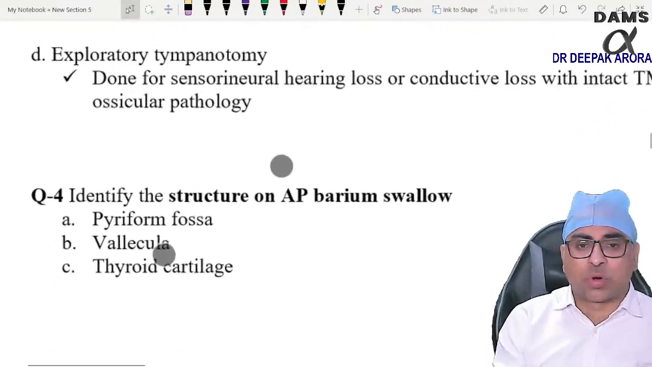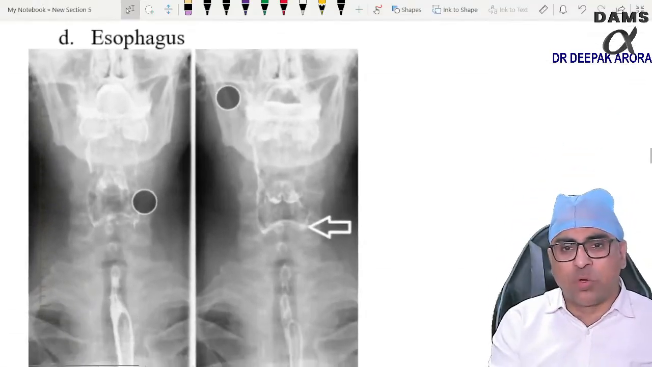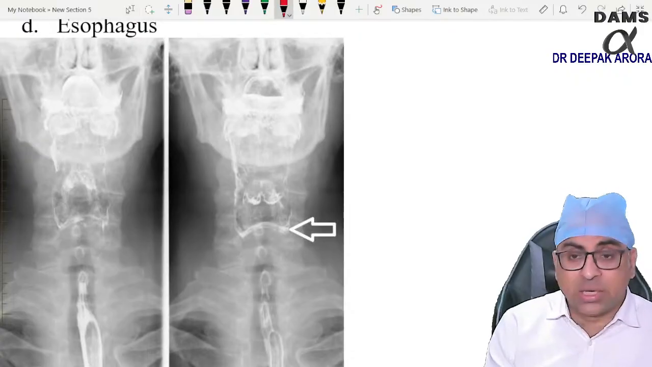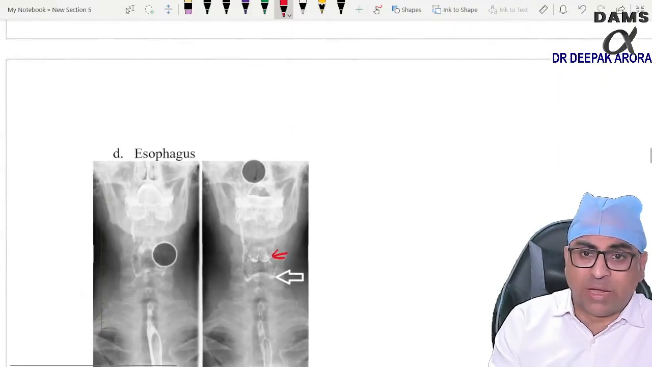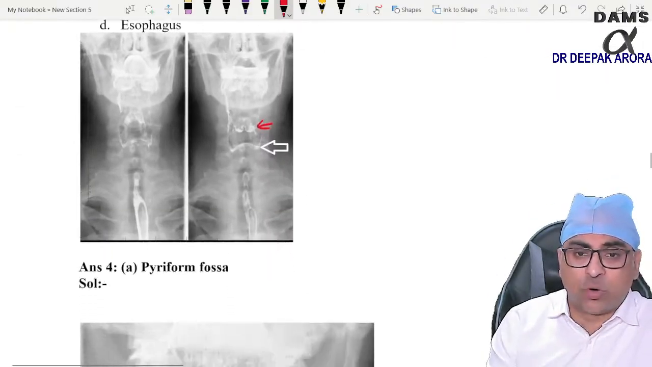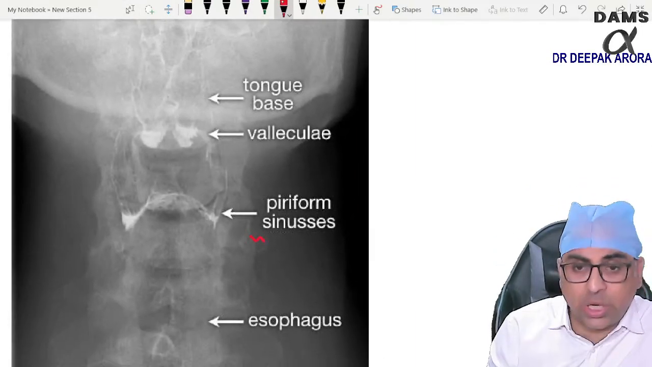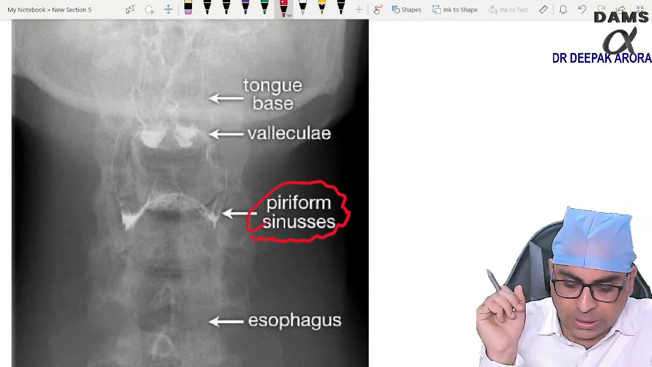Clear? Identify the structure on the AP view. They have shown you an AP view on which they have asked you to identify the marked area. What is this marked area? If the arrow was on the upper part of this thyroid, it would have been vallecula. But if the arrow was on the lower side, and most of the students were saying the arrow was on the lower side, the answer will be here, piriform sinus. Is it clear?